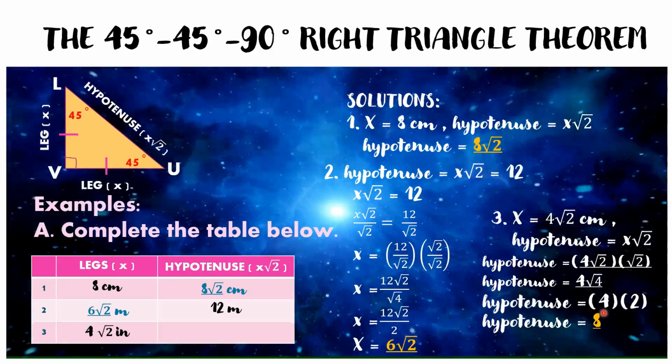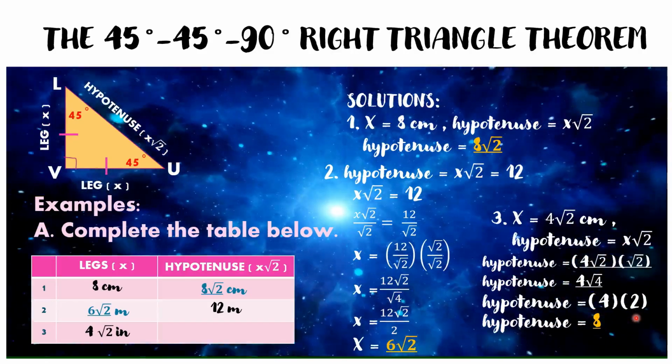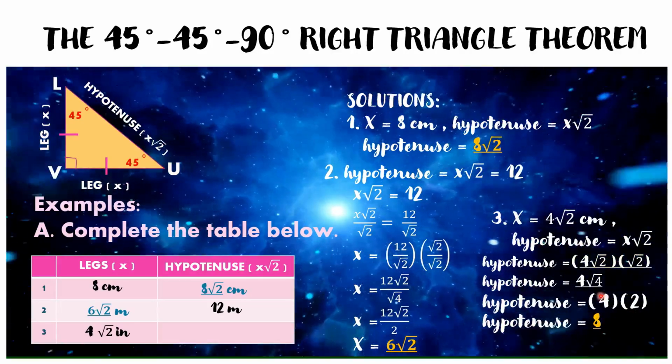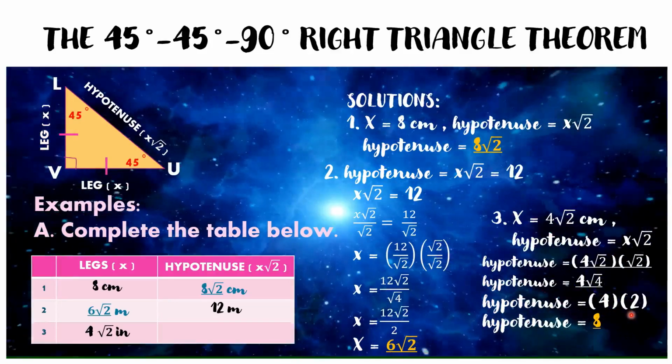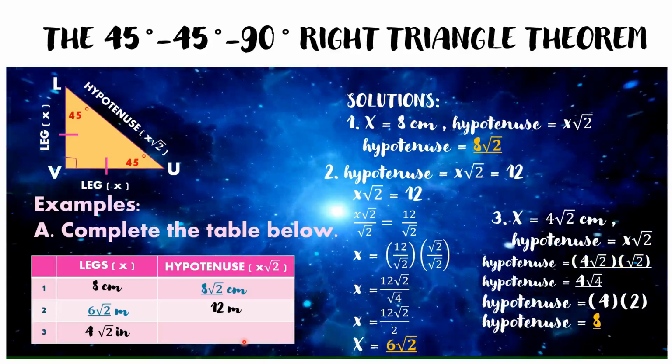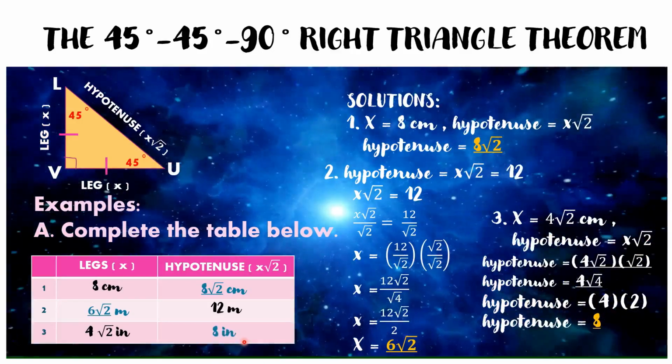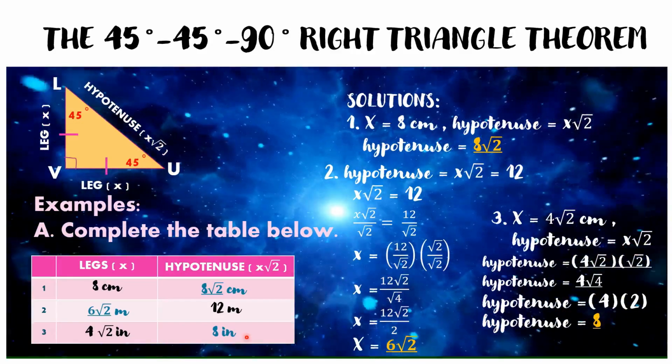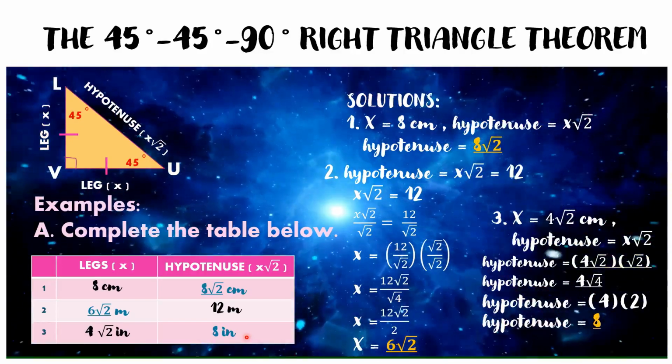So, the hypotenuse is equal to 4 times 2. Again, where did the 2 come from? From the square root of 4. So, 4 times 2 is equal to 8. So, the length of the hypotenuse is 8 inches.